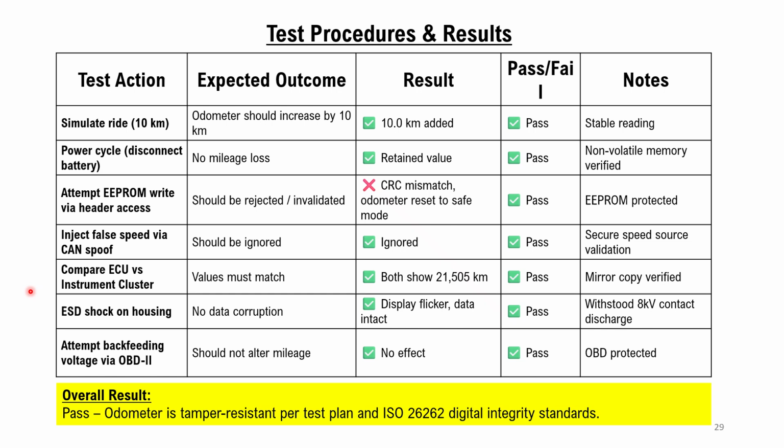Attempt backfeeding voltage via OBD2 should not alter mileage. As it does not alter the mileage, there is no effect on the system, so the odometer of the speedometer is considered a pass, as OBD is fully protected. Overall result: the odometer is tamper resistant per the test plan and ISO 26262 digital integrity standards.